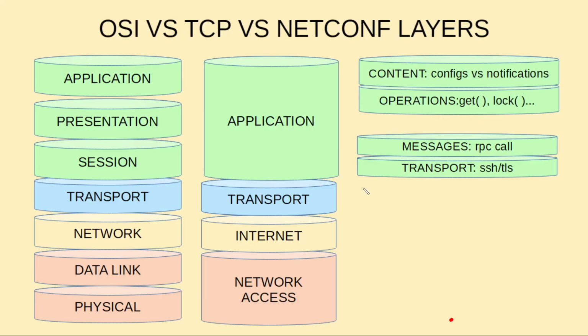The NETCONF standard talks about several layers. We have the transport layer that talks about how NETCONF uses a transport protocol to provide security, the messages layer that defines the usage of remote procedure calls, the operations layer that defines methods that we can use to interact with a remote device, and the contents layer that separates configurations from notifications.